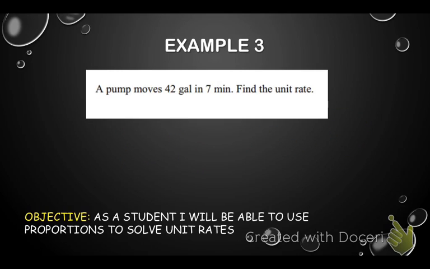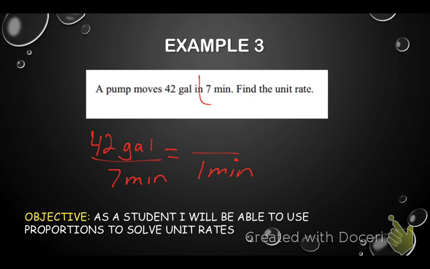Example number 3. We're almost done here. A pump moves 42 gallons, once again, 42 gallons in 7 minutes. We're going to write down our labels. It wants to know the unit rate. It says find the unit rate. That means we're solving for 1. Well, we're actually going to be solving for 1 minute. You're just expected to know that from this question.